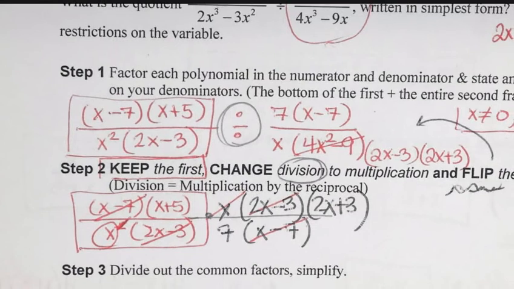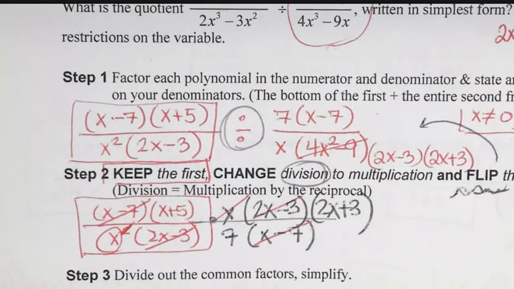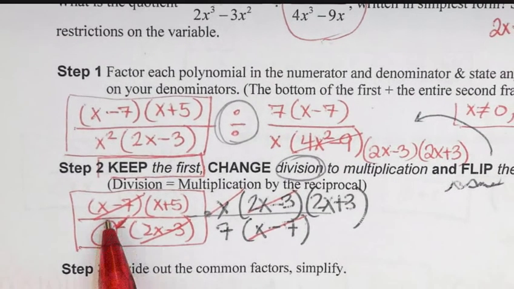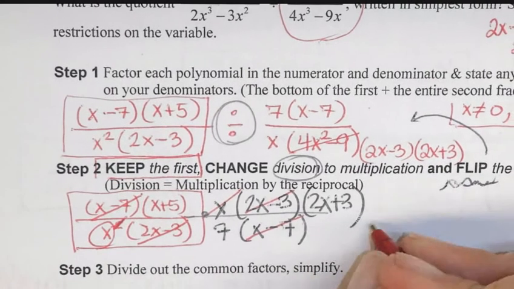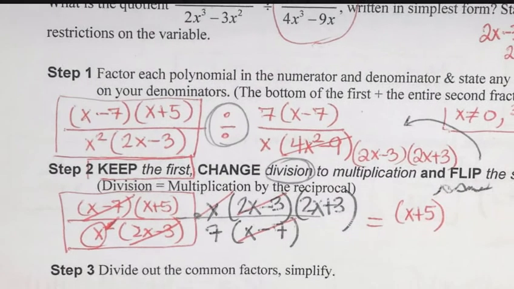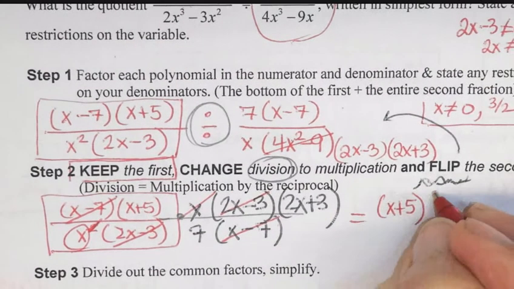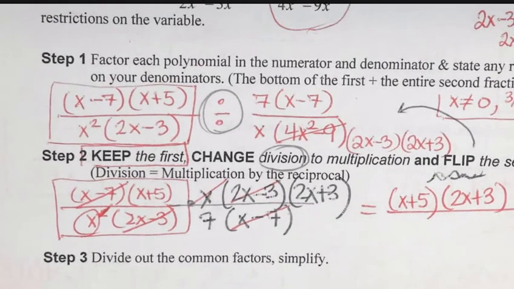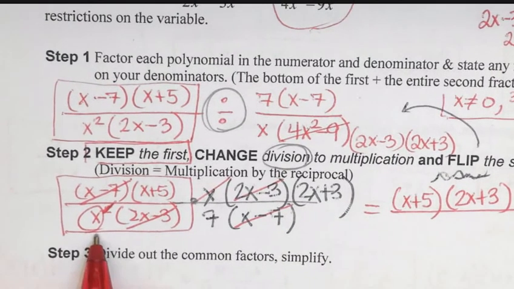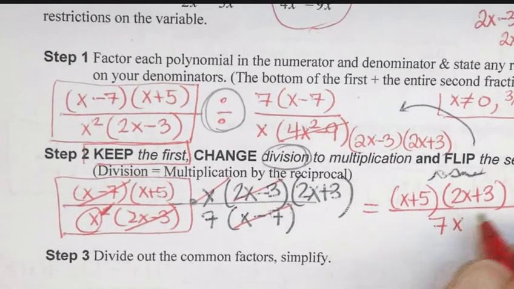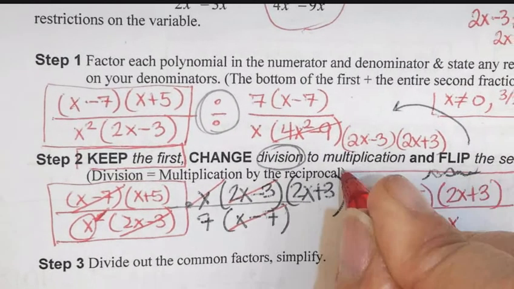Take a minute. Anybody see anything else that we can cancel? So what's left in the numerator? The x plus 5 and the 2x plus 3. In the denominator, I still have one x. Don't lose that guy. And a 7, so I just have a 7x. And that would be my simplified version.